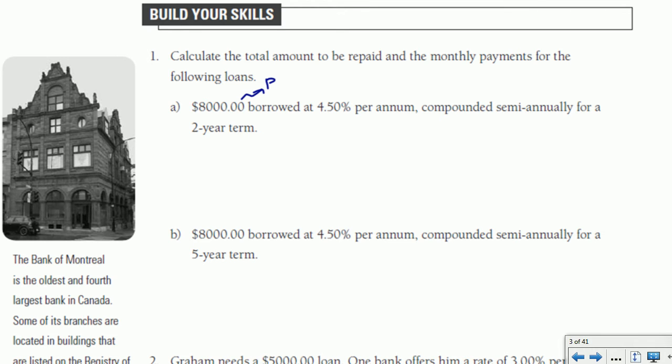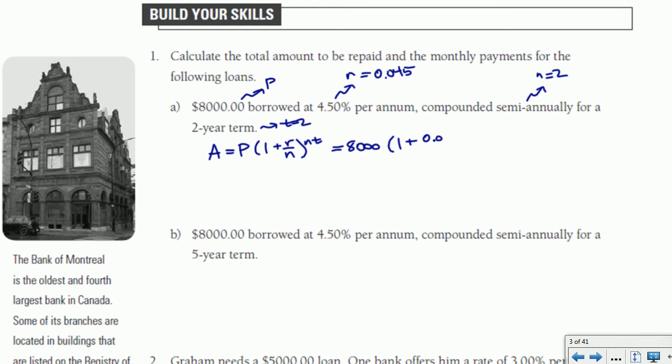We're borrowing at 4.5%, so that means the rate, R, is given by 0.045. If we're compounding semi-annually, that means N equals 2. And given a 2-year term, T equals 2. So given our compound interest formula, we just need to plug in what we know. So P is 8,000, R is 0.045, N is 2. The exponent will be 2 times 2.